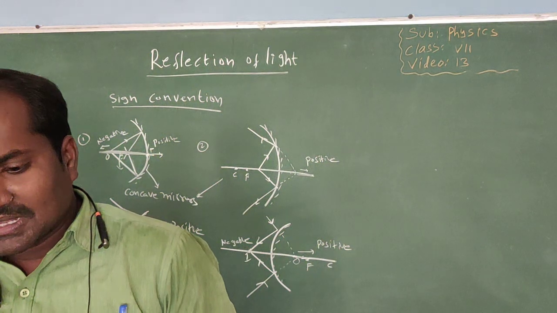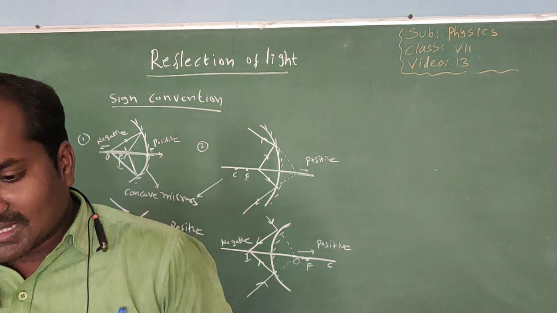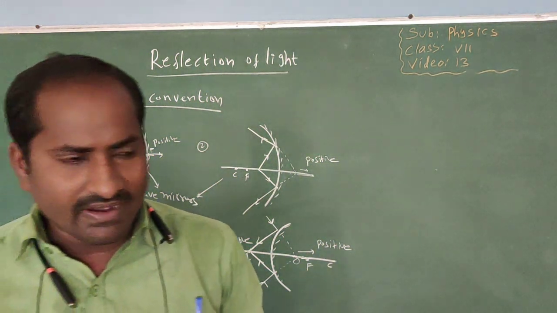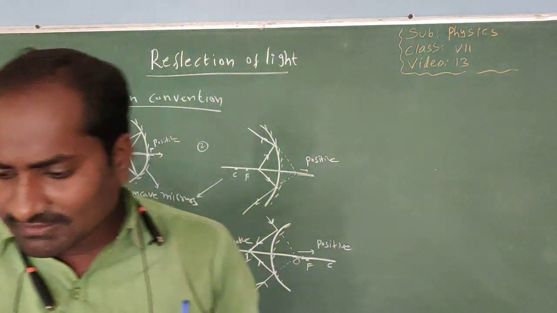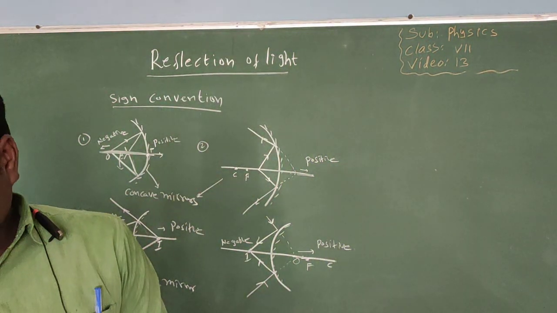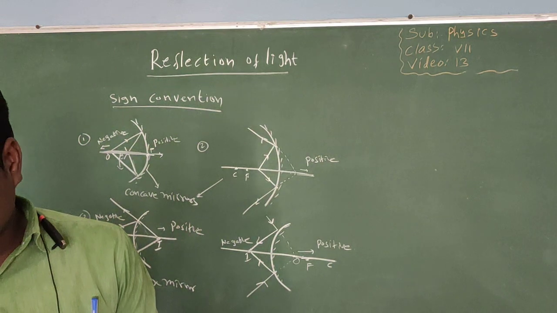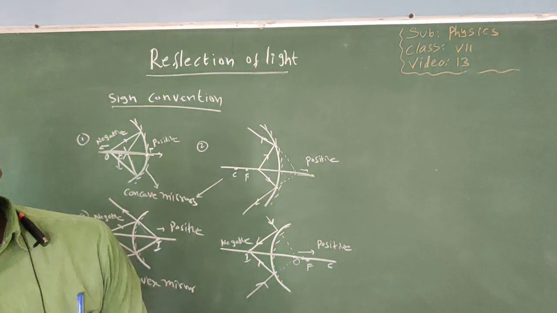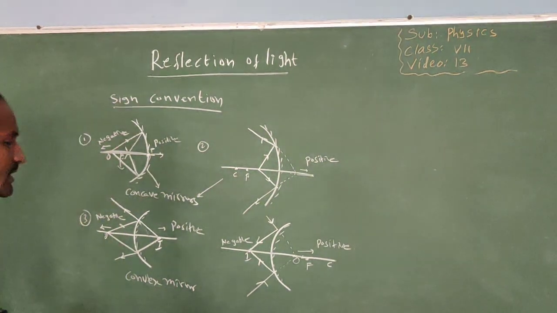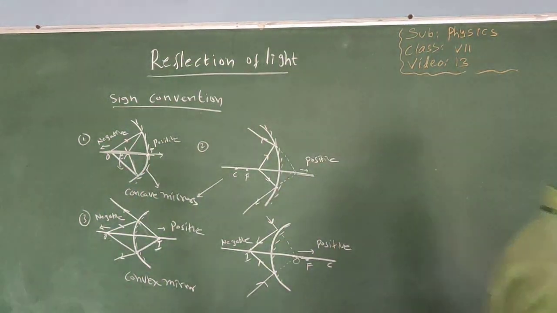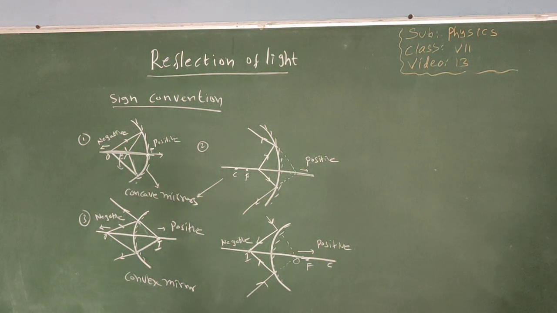Angles measured from the normal in the anti-clockwise sense are positive, while those in the clockwise sense are taken as negative. From these diagrams we can understand the sign convention.